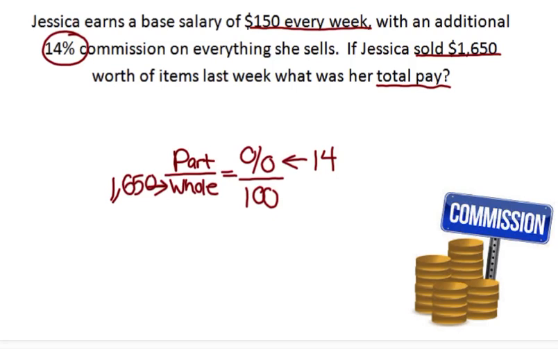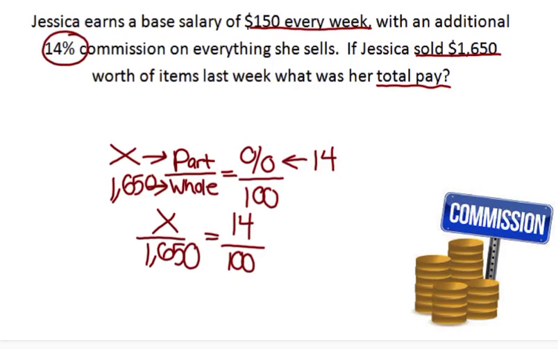The 14% of 1,650 is how much she will earn, which gets added to the base salary of 150. Because we do not know that part yet, we could put the x as our variable for the part. That's our missing value. Now let's set up our proportion. X over 1,650 equals 14 over 100.